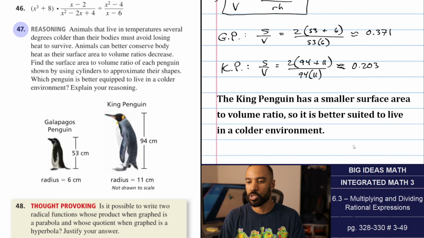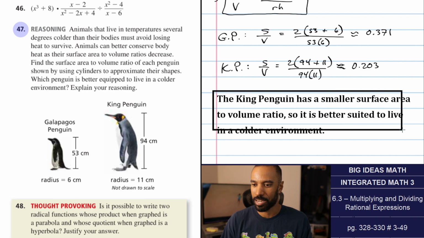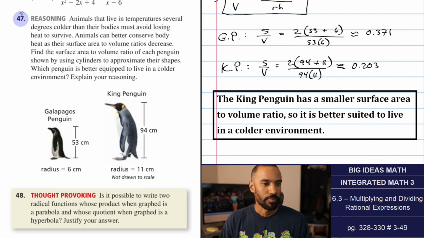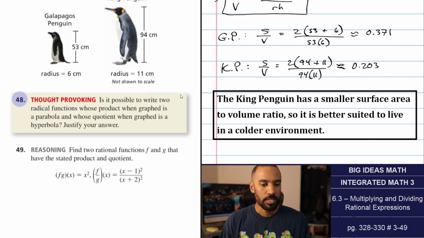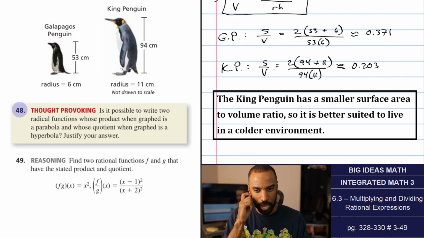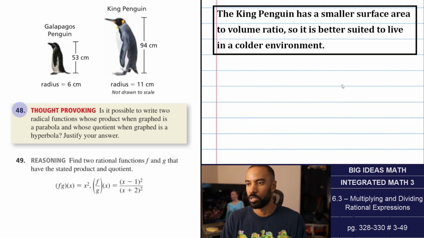All right, so that was a lot like that other question. In fact, I got to use that other formula, which was kind of nice. All right, two more questions. Number 48, thought-provoking. Is it possible to write two radical functions whose product when graphed is a parabola and whose quotient when graphed is a hyperbola? Justify your answer.